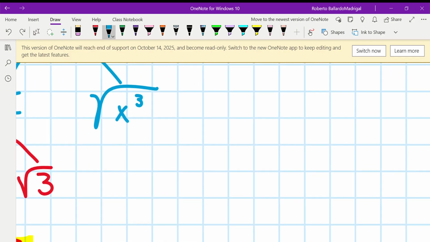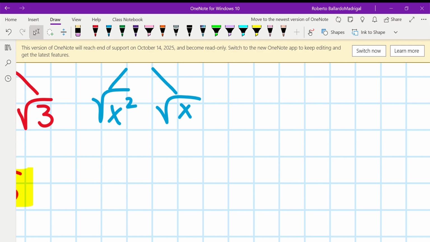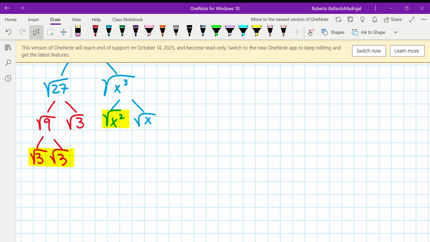So remember, the goal is to get a group of 2. So how can I split this up so that I get a group of 2? I can do x squared and x. Very good. So I do radical x squared and radical x. Well, obviously from here I'd get like 2 x's, or a pair of x. So I'm going to highlight that just so I know that I can take out the number from the inside. So stuff that's left over would be a 3 and an x. That's stuff that we could not simplify any further, so that stays inside of the radical.